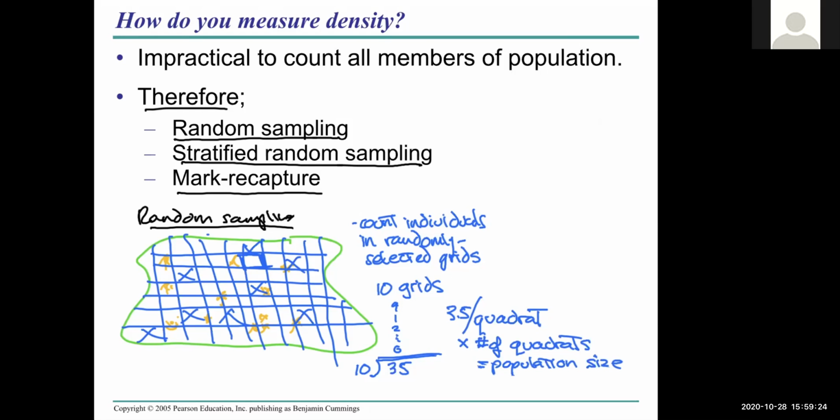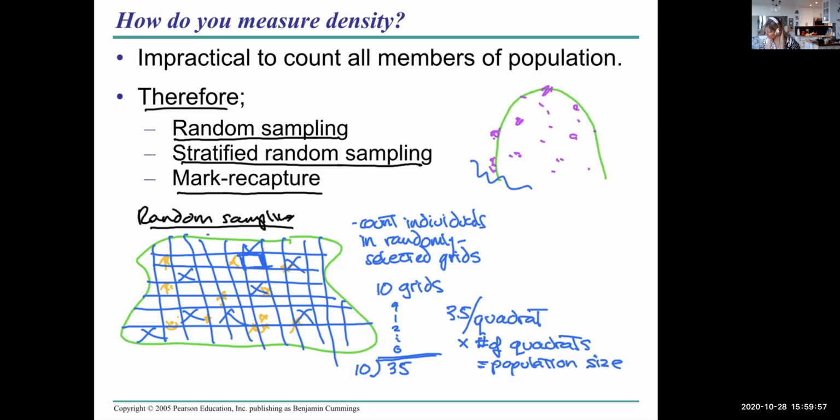Let's go to another example. Stratified random sampling. So you might, for example, be counting plants on a mountain. And these plants exist in different places. But what is the difference between areas on a mountain? There may even be, say, a creek at the bottom of the mountain.